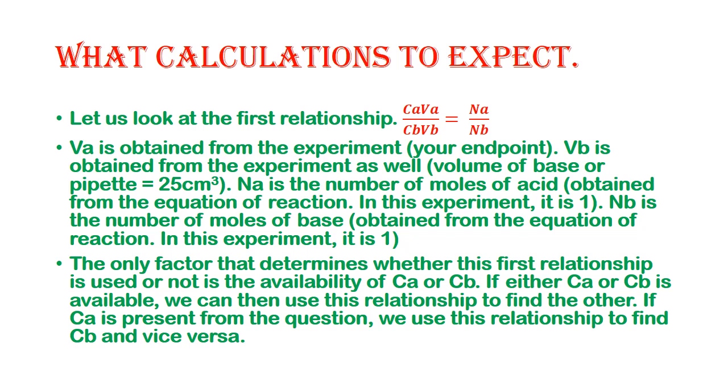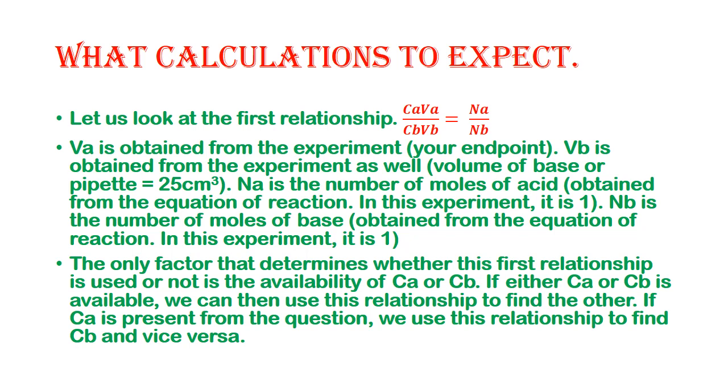Now if you look at the relationship CaVa over CbVb equals Na over Nb, four of the quantities are already known from the experiment and the equation. That's why I said the only factor that determines whether this first relationship is used is the availability of Ca or Cb. Va, Vb, Na and Nb are known. So whether we use this relationship depends on whether we have Ca. If you have Ca, we can use it to find Cb. Ca might be given in the question.